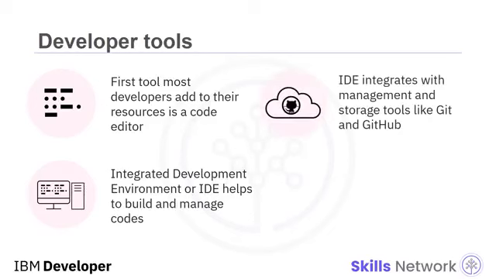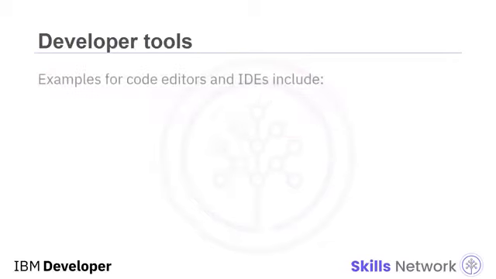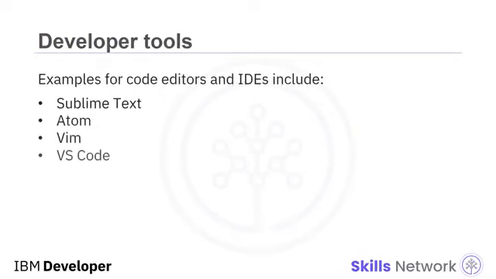Good IDEs support multiple languages and integrate with management and storage tools like Git and GitHub. Other useful features are custom extensions and themes for supporting your working style and environment. Examples for code editors and IDEs include Sublime Text, Atom, Vim, VS Code, Visual Studio, Eclipse, and NetBeans.